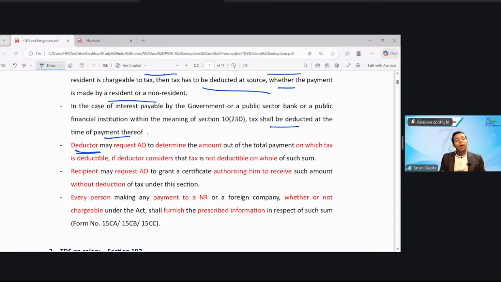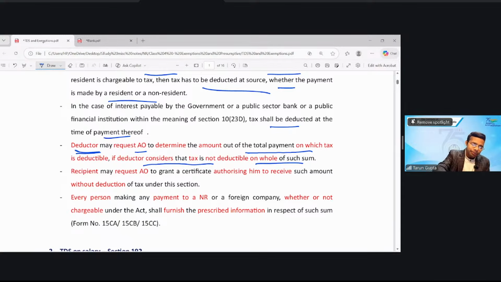You understand? Why is the deductor interested in determining on what amount tax is to be deducted? Because there are penal consequences on the deductor if he defaulted or if he short deducted the tax. So what it says, the deductor may request the AO, the tax officer, to determine the amount out of the total payment on which tax is deductible if the deductor considers that tax is not deductible on the whole of the sum. You with me?